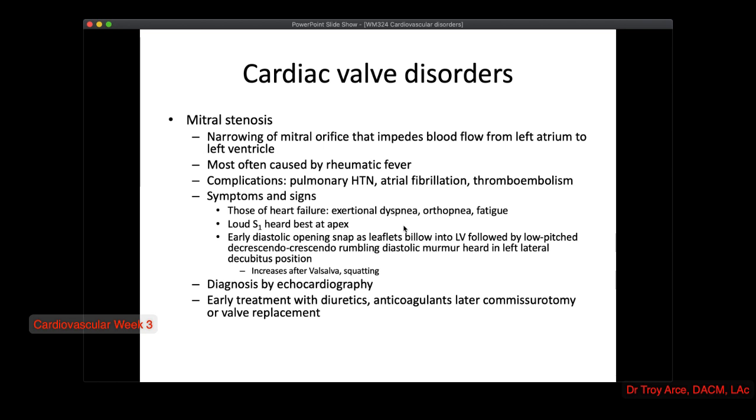Also, other cardiac valve disorders include mitral stenosis. So it's the narrowing of the mitral orifice that impedes blood flow from the left atrium to the left ventricle, most often caused by rheumatic fever. So that's pretty serious, right? Rheumatic fever causes other disorders within the organs as well.